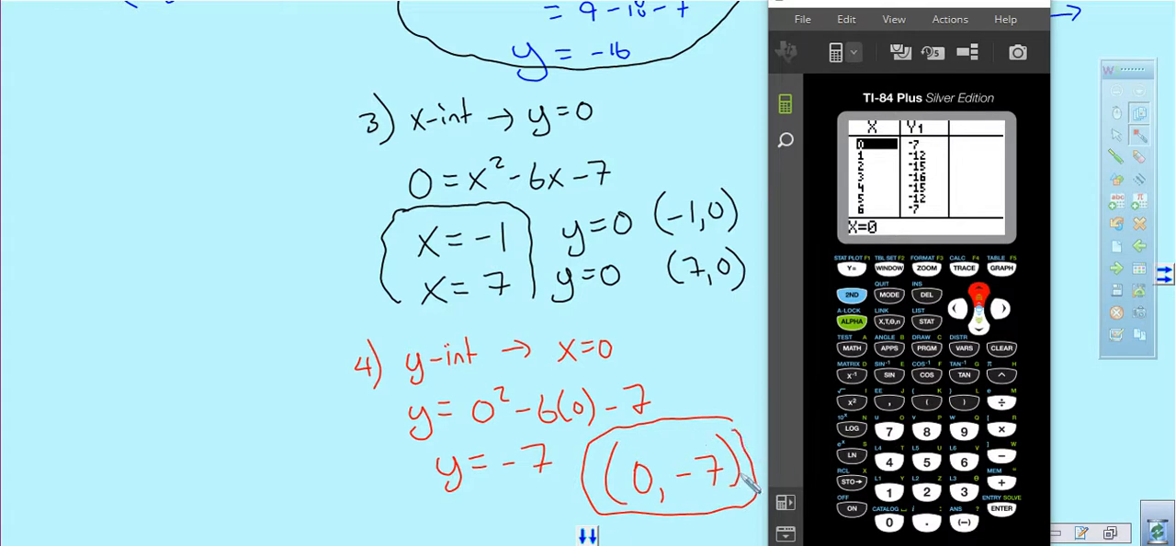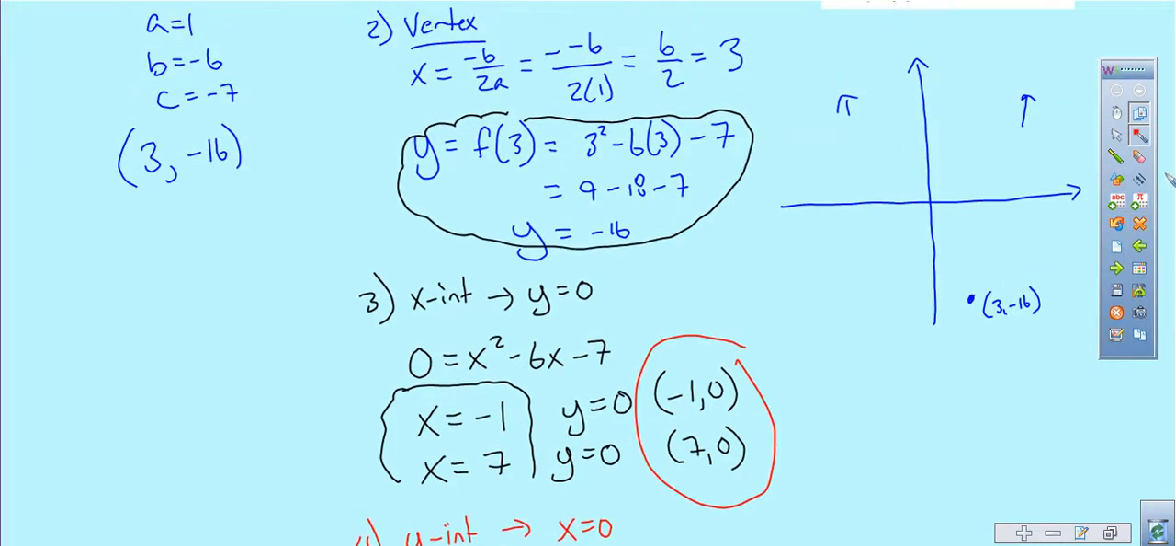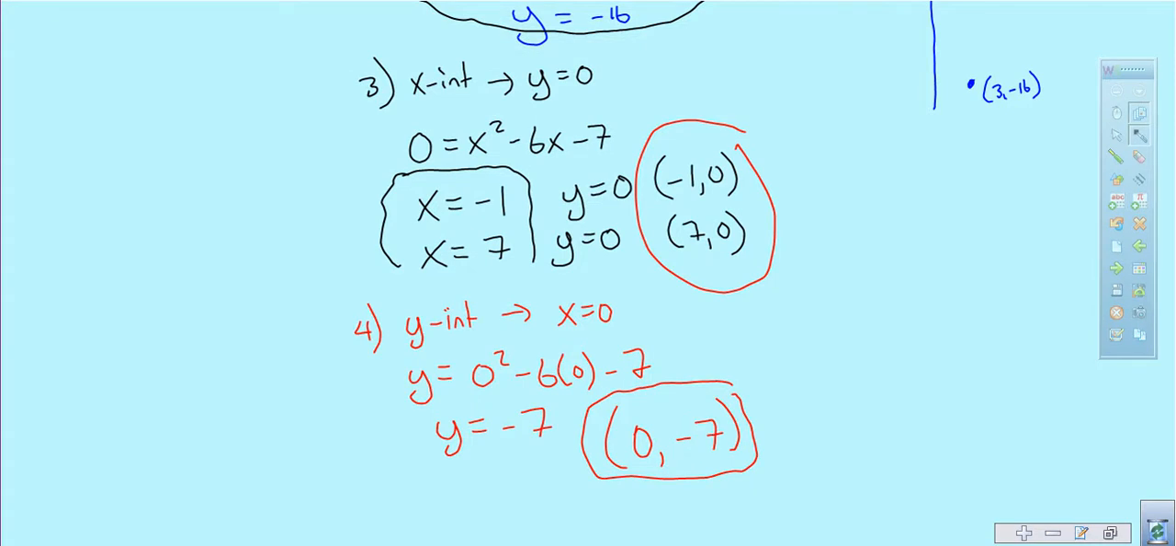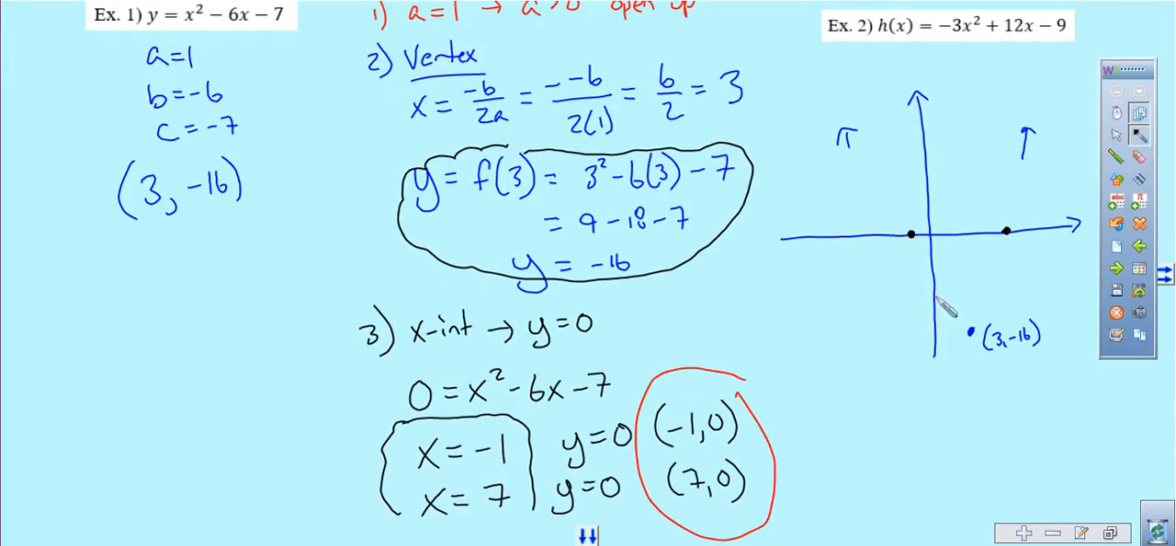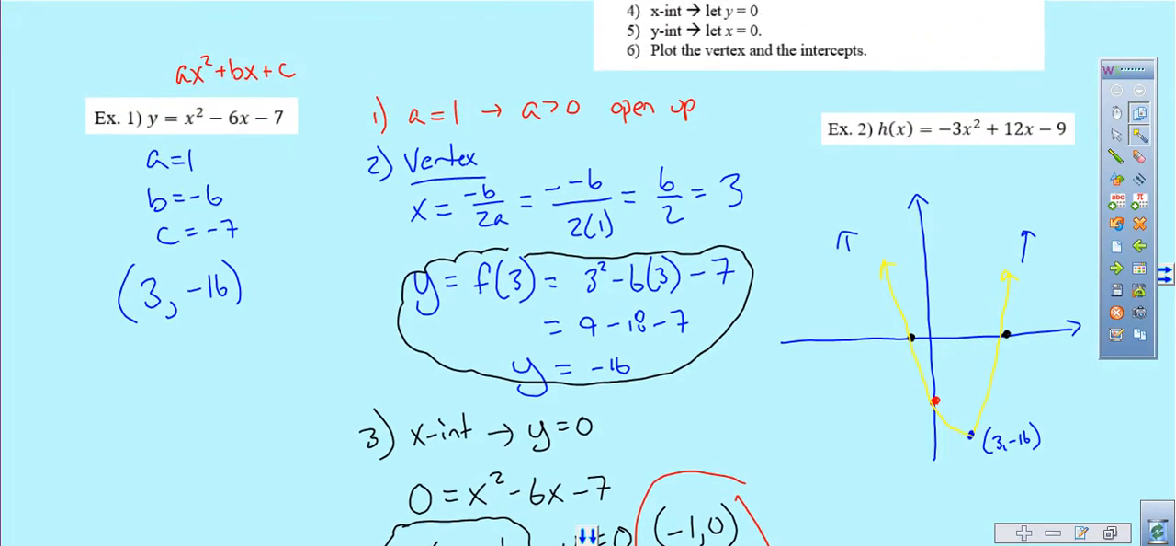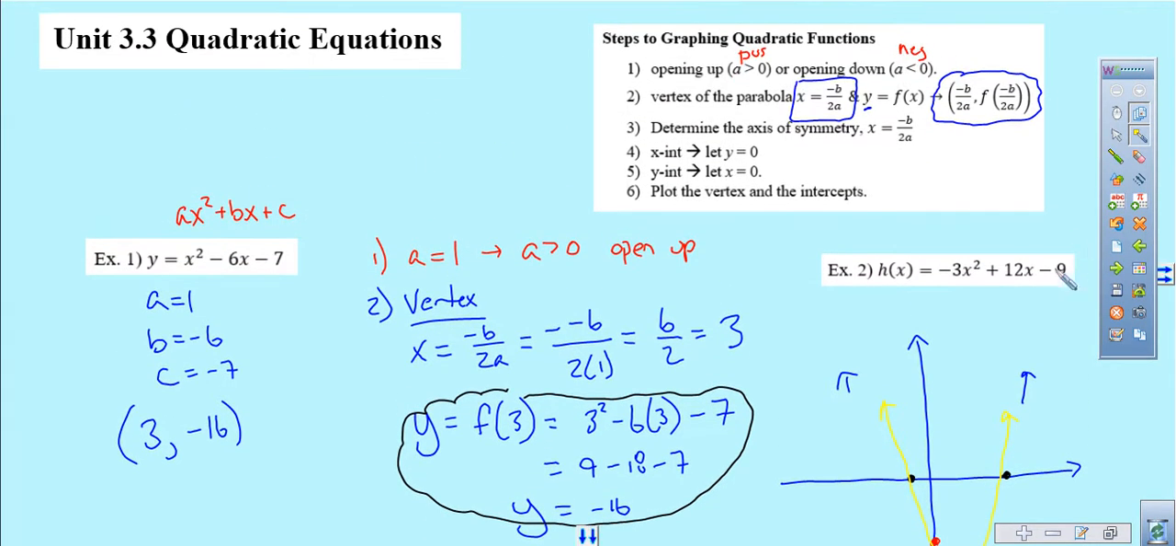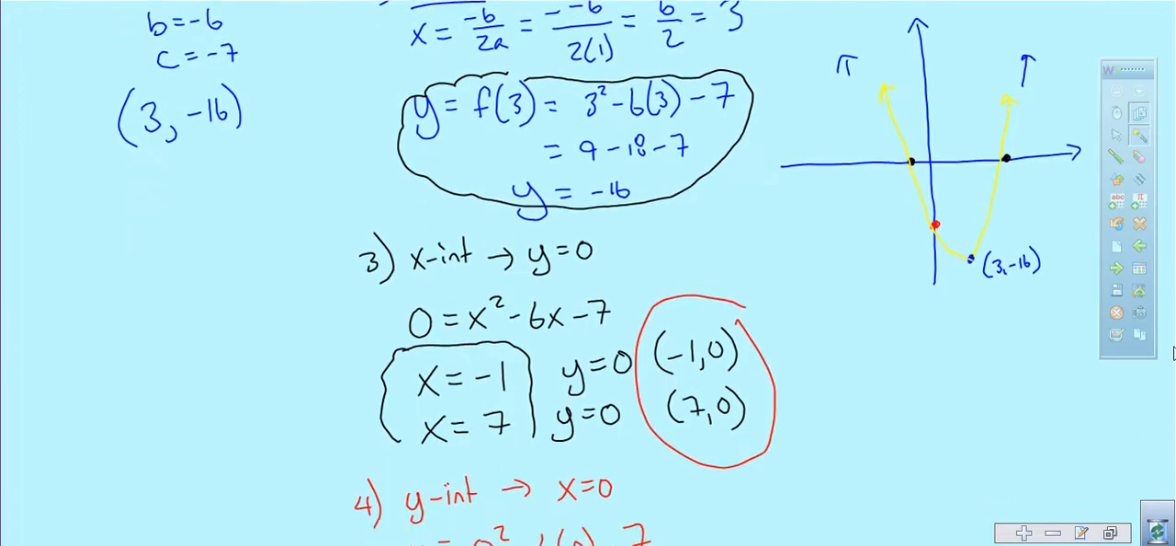So now I have my y-intercept and my x-intercepts. I can come back up to my rough sketch and plot my x-intercepts at negative 1, 0 and positive 7, 0. My y-intercept is at 0, negative 7. Now I can connect my dots and get the graph of my parabola. So that's the process we're going to go through to determine whether you're opening up or opening down, to find the vertex, and to find the x-intercepts and y-intercepts.